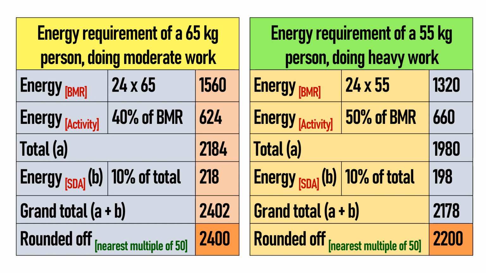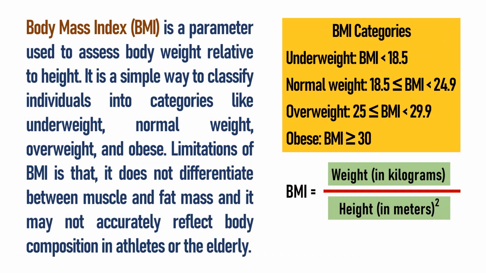Body mass index is a parameter used to assess body weight relative to height. It is a simple way to classify individuals into categories like underweight, normal weight, overweight, and obese. A limitation of BMI is that it does not differentiate between muscle and fat mass, and it may not accurately reflect body composition in athletes or the elderly.